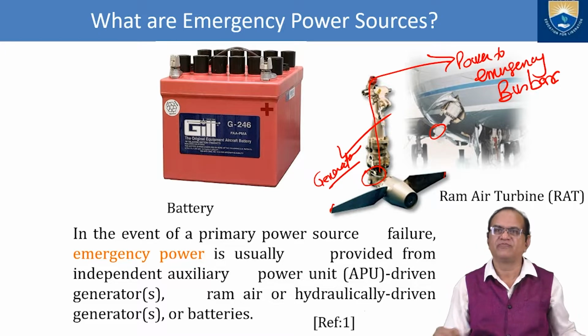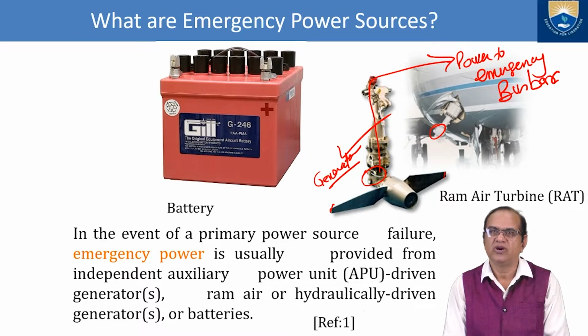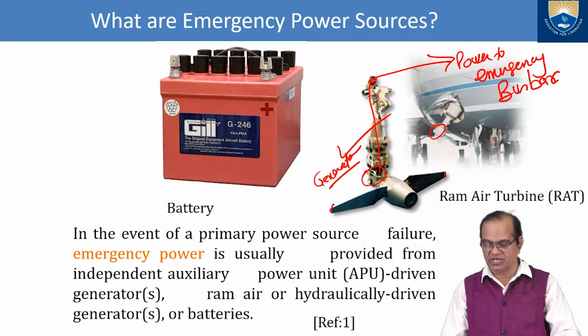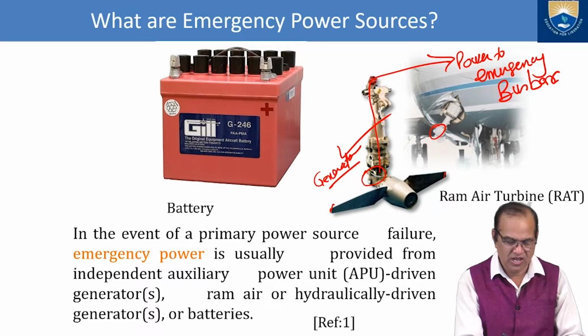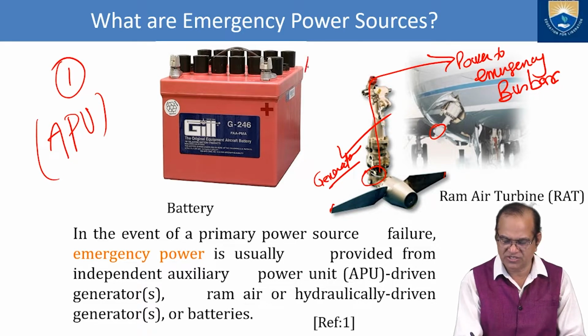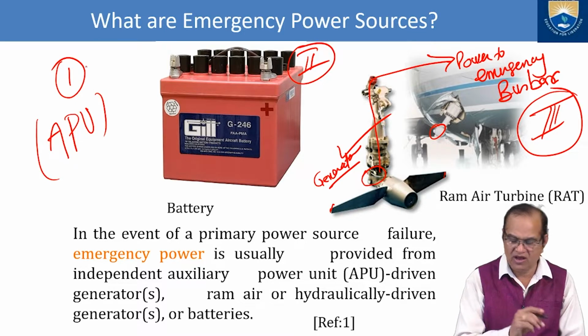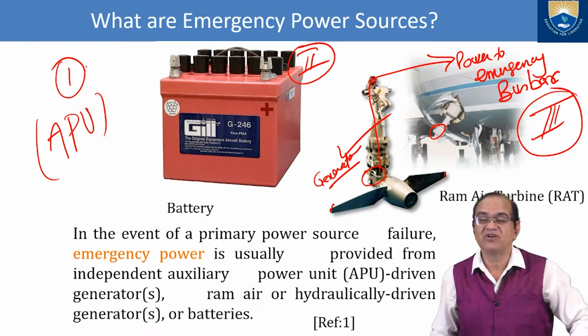In the event of primary power source failure, what are the emergency sources? Emergency power is usually provided from an independent auxiliary power unit (APU), a driven generator, a ram air or hydraulically driven generator, or a battery. I have not shown this here, but I am supposed to. One is the APU, auxiliary; two is the battery; and this is the third. These three systems are called the emergency power sources on aircraft.